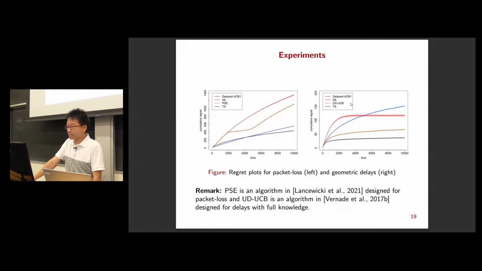We see Thompson sampling also performs the best among the four algorithms we consider. And to our surprise, the straightforward delayed UCB1 is also much better than the other two.